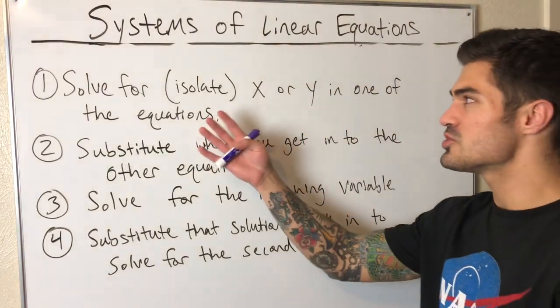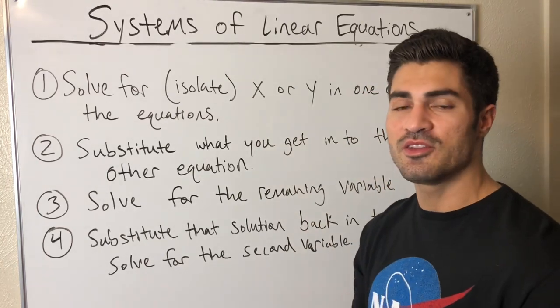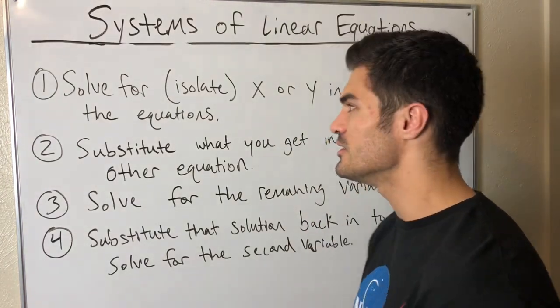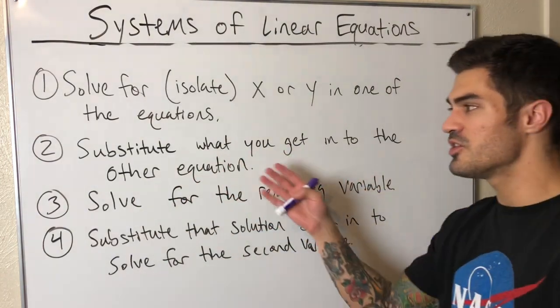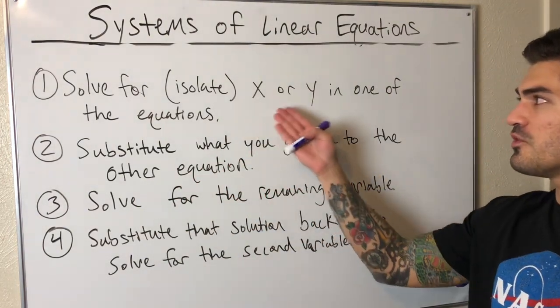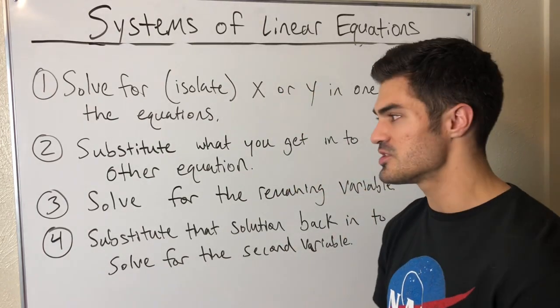So, first step, solve for x or y in one of the equations. So either variable in either equation, whichever one is most convenient, okay? Second step, substitute what you get into the other equation. So whatever you get from solving for x or y, you substitute into the other equation like we just did.